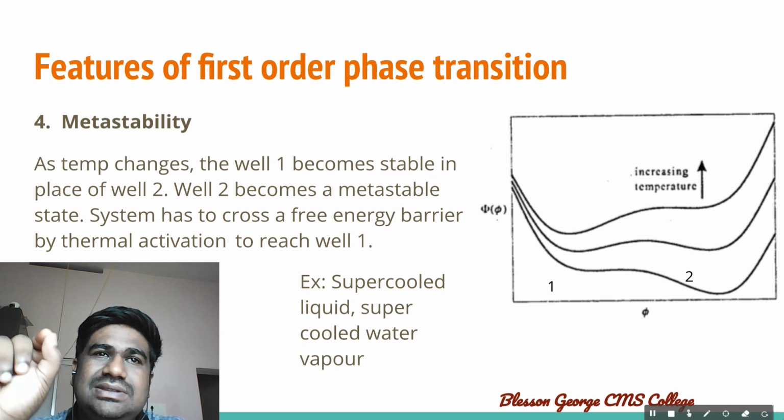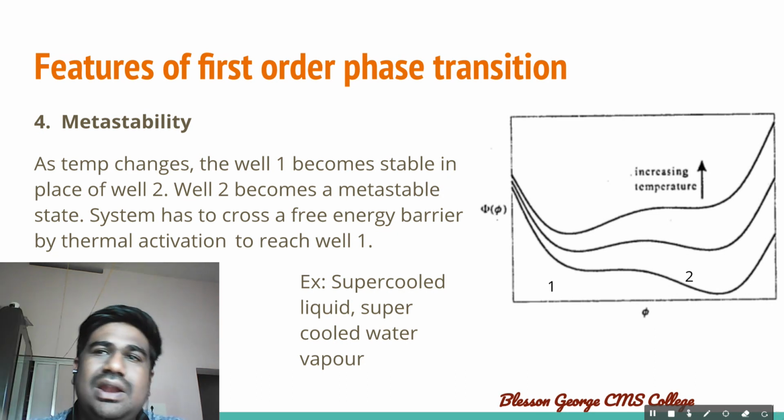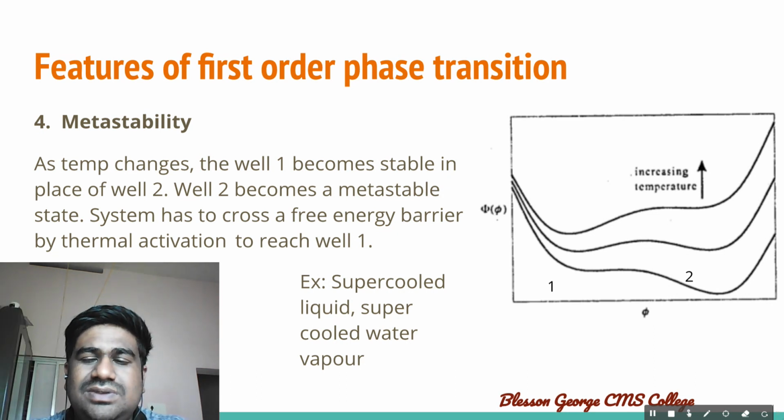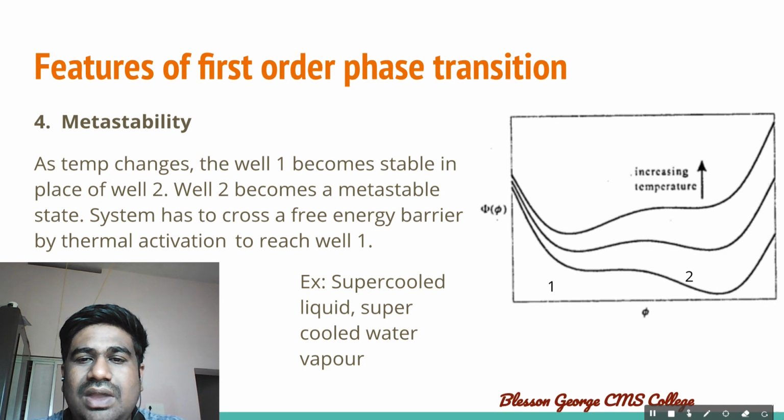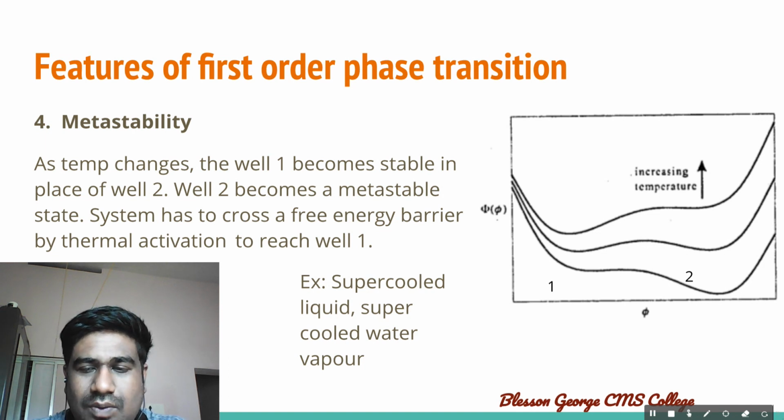There, a seeding or nucleating site is needed. If such a nucleating site is given, it will immediately jump to the liquid phase. That is what is done in cloud seeding. In cloud seeding, they provide an external nucleating site, and all the water vapor changes to liquid and comes down as rain. So metastability is a property of first order phase transition.